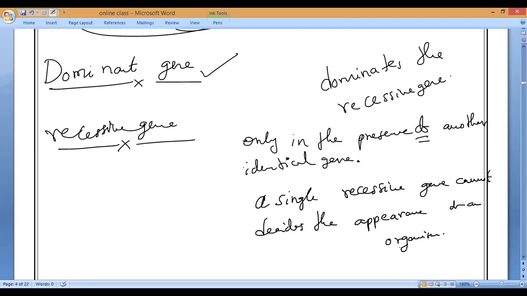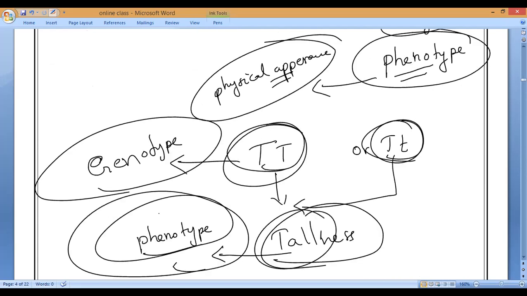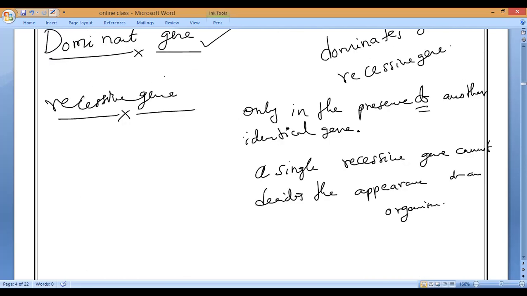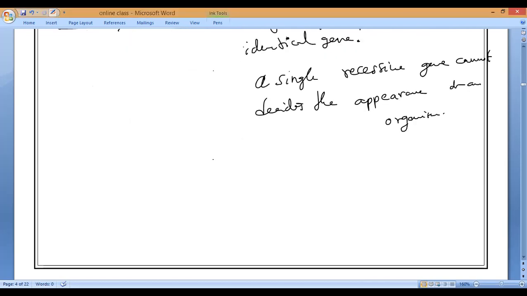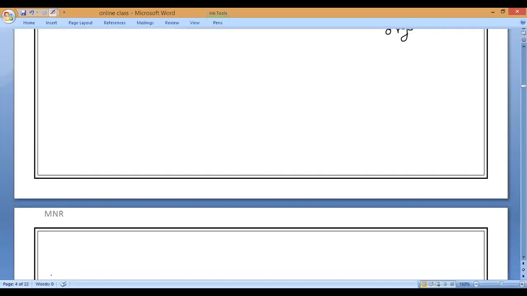Next, the dominant gene is always represented with capital letters, and the recessive gene is always represented with small letters. That is what you have to remember. Is it okay? Clear, everybody? Any doubt? So next, genotype.